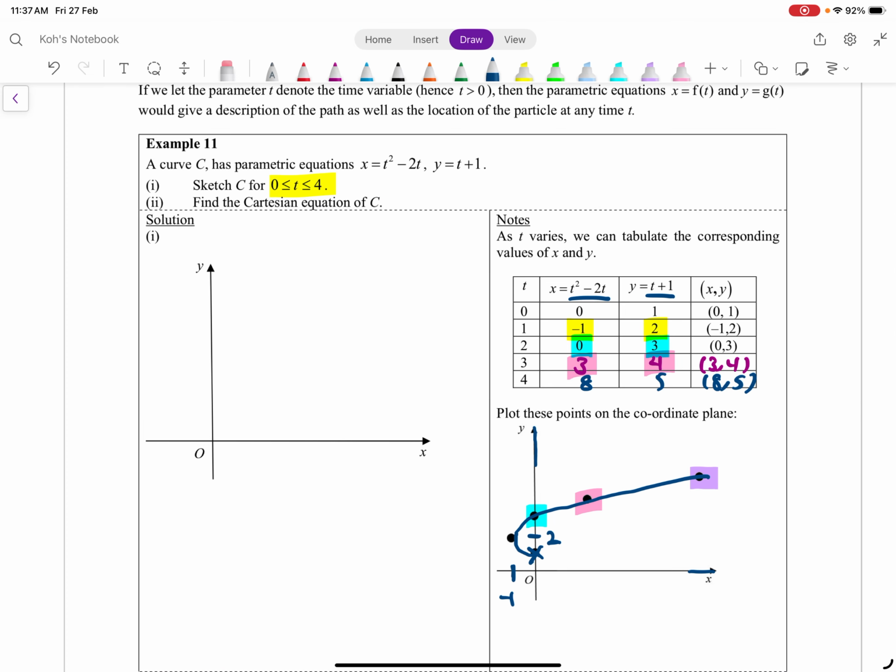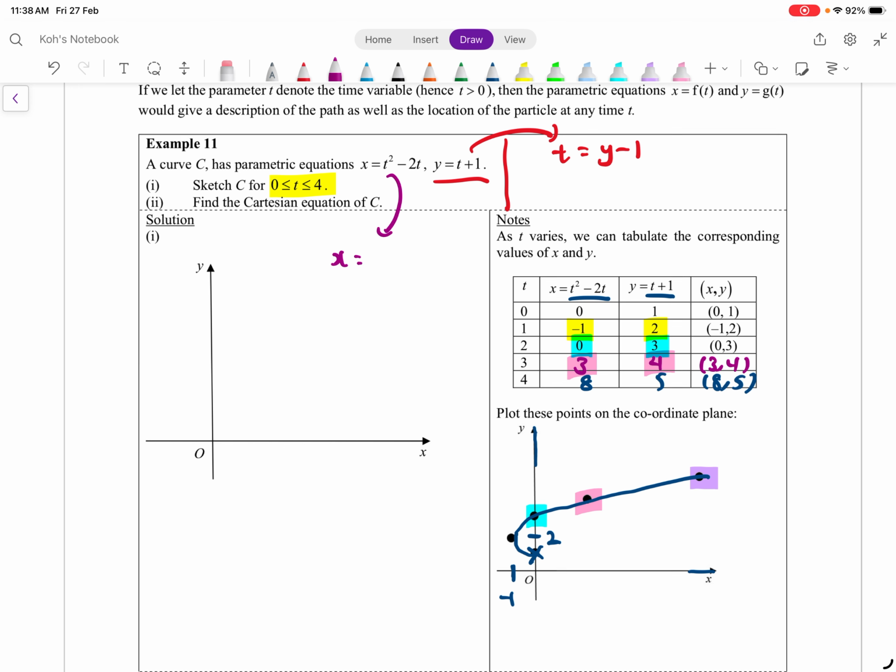Okay, then with this, for part 2, we are asked to determine the Cartesian equation of C. So how do I go from a parametric equation to Cartesian? Very simple. You just need to make t the subject. Then after that, you can get rid of the t. So I simply make t the subject from y, so t is equal to y minus 1. Then I go back to the x parametric.